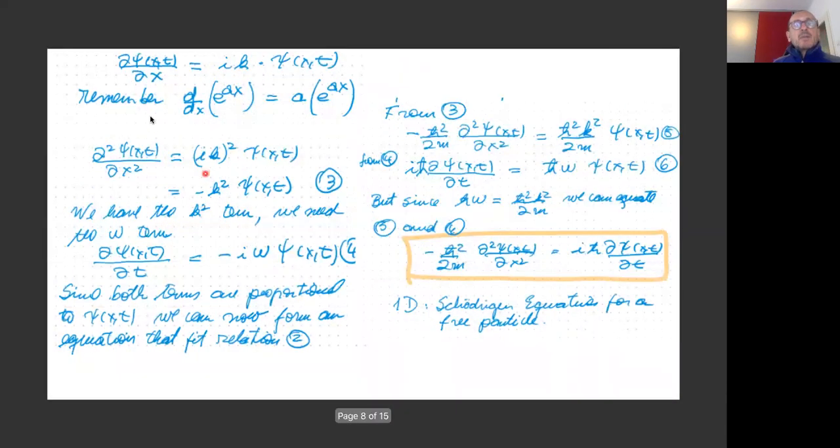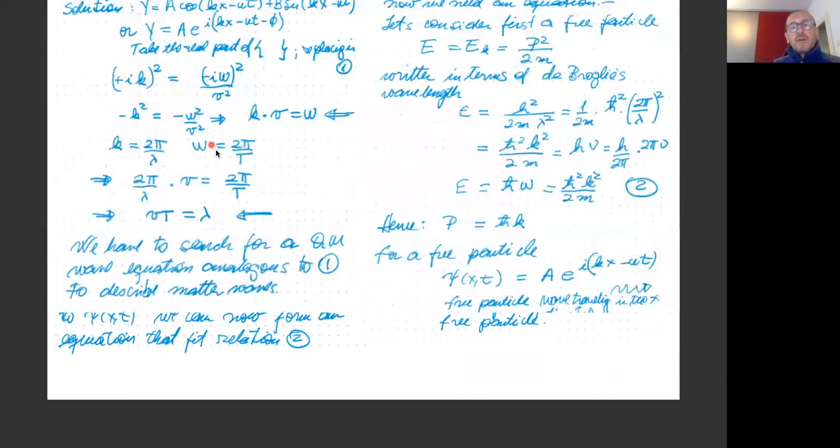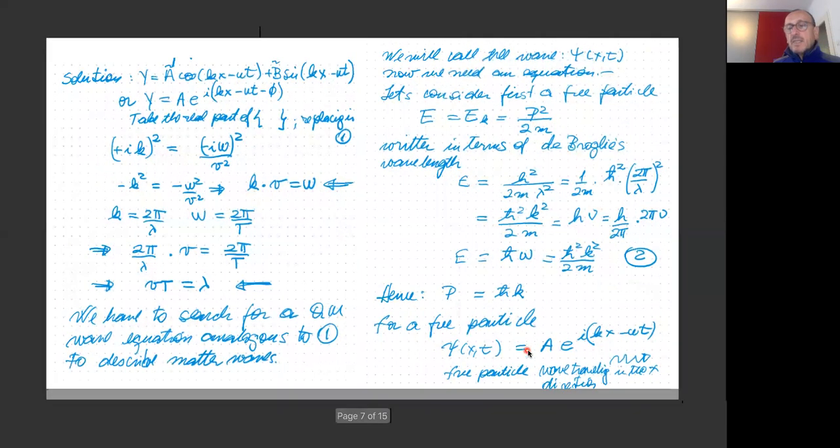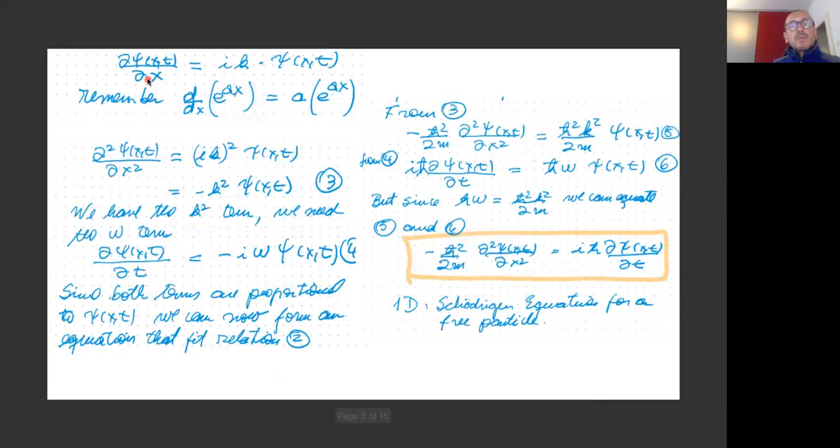Let's build the equation. If I have phi, this equation here, and I take a single derivative with respect to position, it brings down an ik. This is the thing: the spatial derivative of an exponential is equal to a times the same exponential. So that's what I'm doing here. Taking the derivative of this factor gives me this.